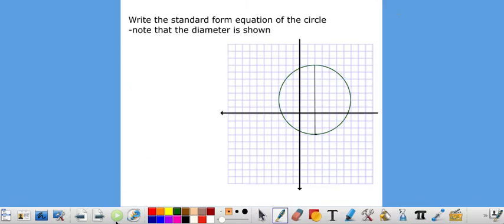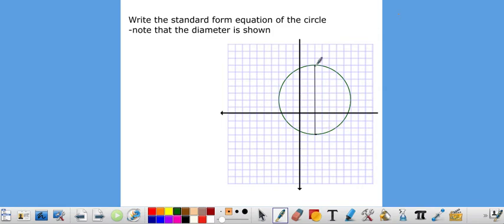Okay, so one more page. We're asked to write the standard form of the equation of the circle shown. The diameter is given to us. We need two things to write the equation of a circle. Ask yourself what those two things are right now. What two things do you need to write the equation of a circle? We need the center, and we need to figure out what the radius is. We're going to do that just by focusing on the diameter here.